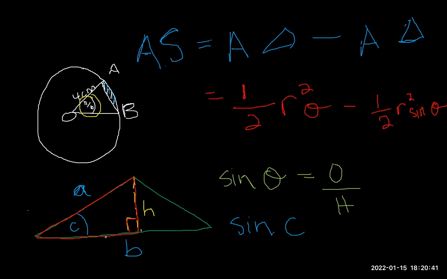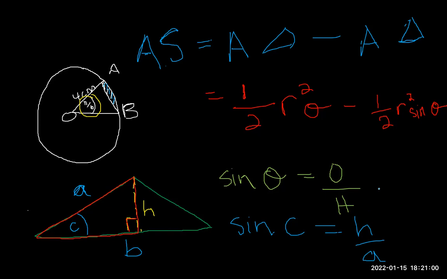So if I want to find sine of C, sine is opposite over hypotenuse. Which side is opposite to C? A, H, or B? Hypotenuse is the longest line in a triangle. Which one is that? A.